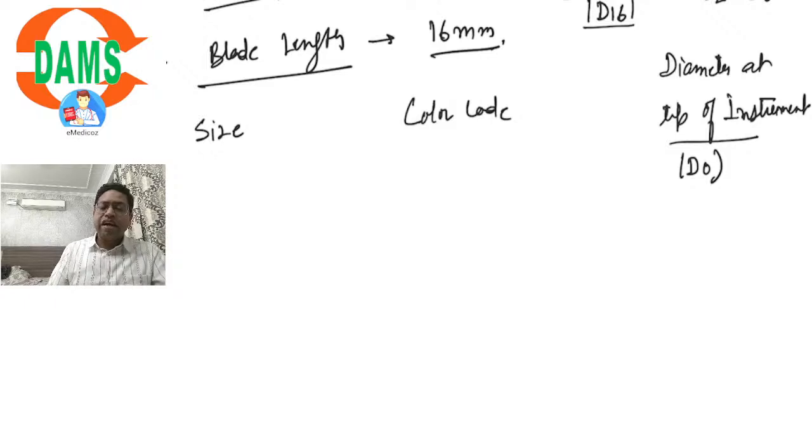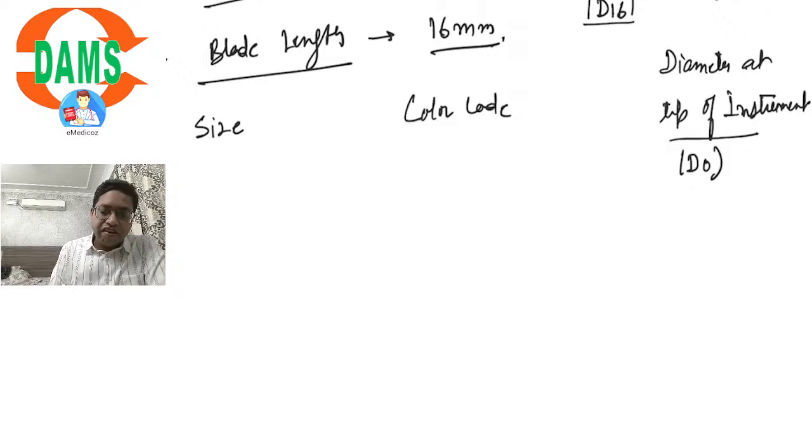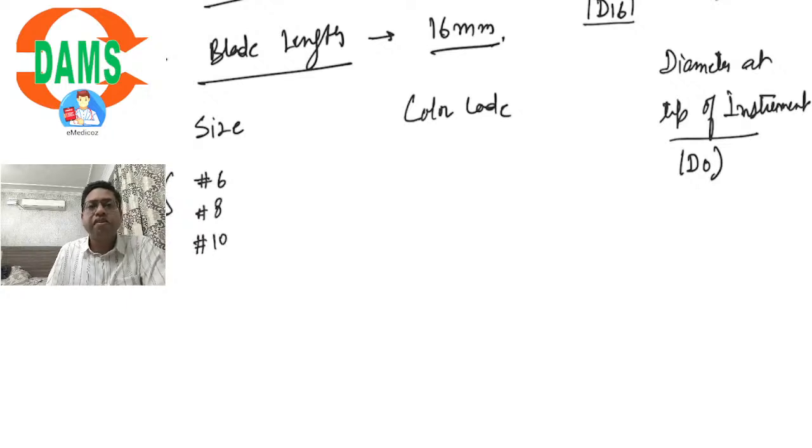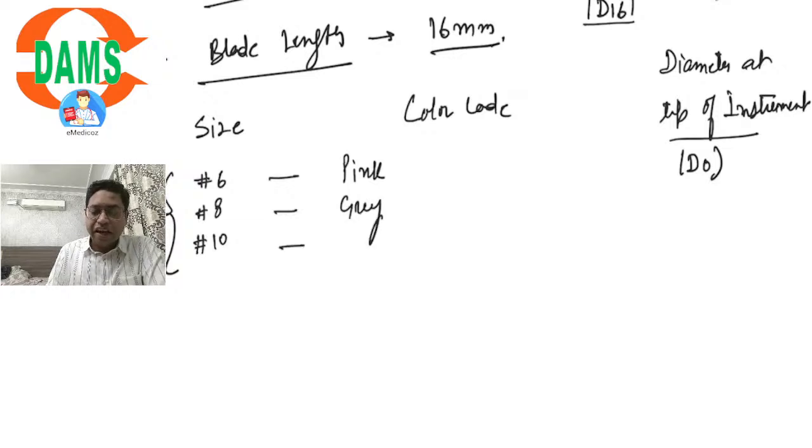So if we look at the sizes of the instruments which are available, instruments have three special sizes, that is number 6, number 8, and number 10. These are the three special sizes. Pink is the color code for number 6, gray is the color code for number 8, and purple is the color code for number 10 instrument. These are simple standardizations and straightforward questions come into NEET pre-PG.